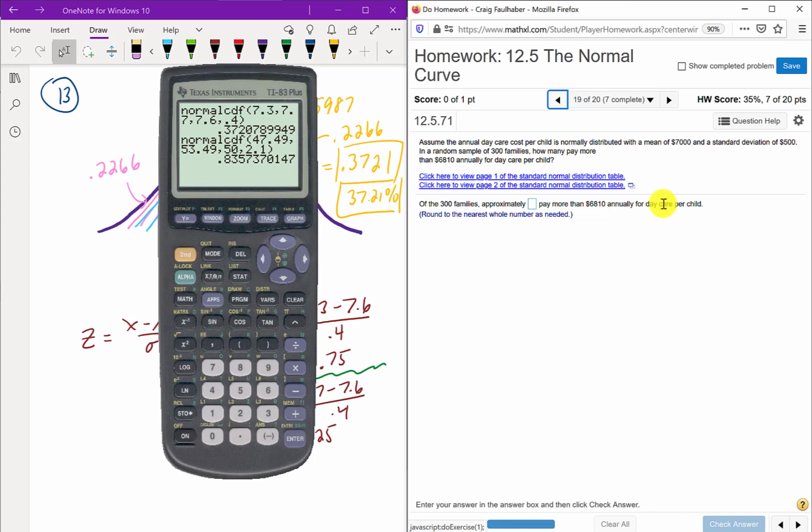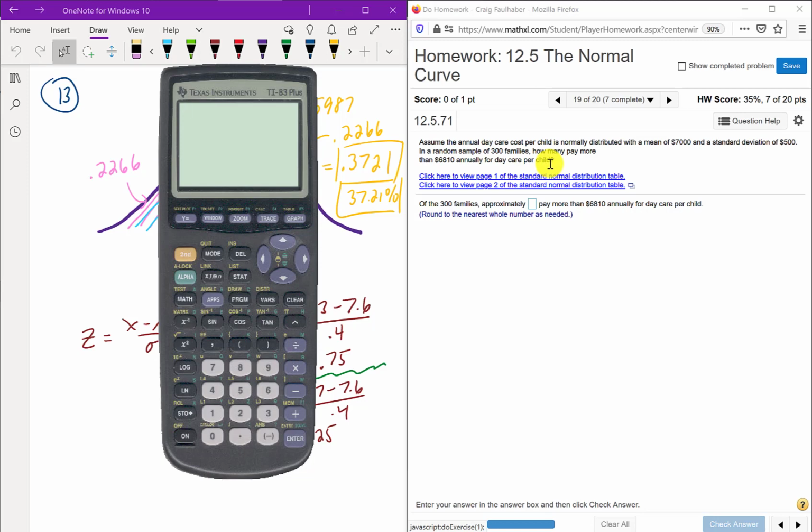And I'm just going to really quickly run through one more problem. Let's clear this out and read what's going on here. The annual daycare cost has a mean of 7,000 and a standard deviation of 500. We have 300 families that we're sampling from, and we're asking how many pay more than $6,810 annually for childcare. So what I want to do is show you how to do this on the calculator.